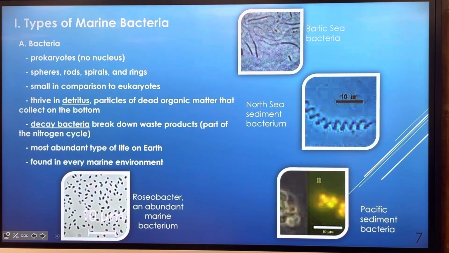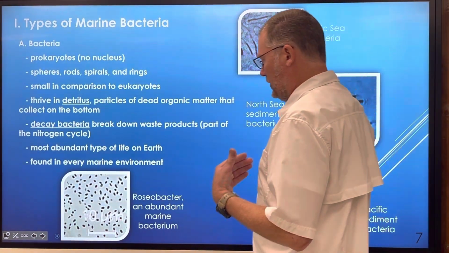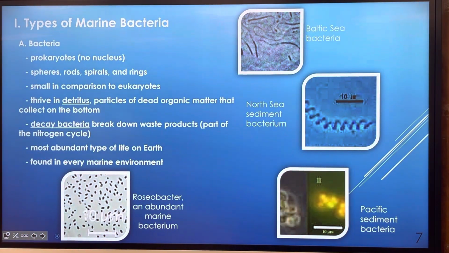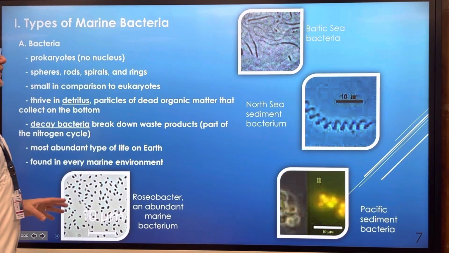And so today we're going to talk just about bacteria, all right? So types of marine bacteria. Prokaryote, remember, has no nucleus. They come in different shapes, spheres, rods, and spirals, and rings. There are some pictures of them around there. There you see some Baltic Sea bacteria, some North Sea sediment bacteria, Pacific sediment bacteria, and Roseobacter, an abundant marine bacterium. So they're very small in comparison to eukaryotes.